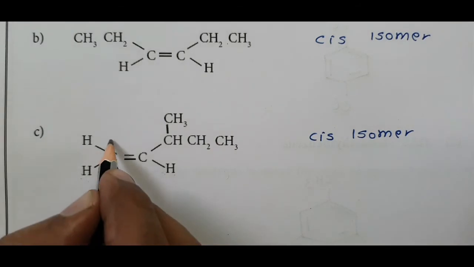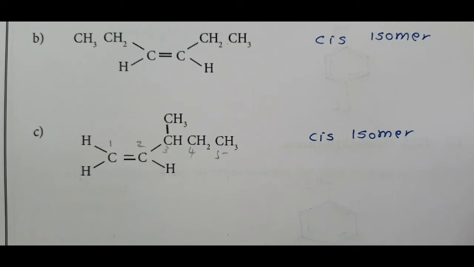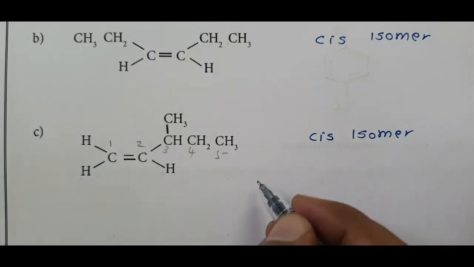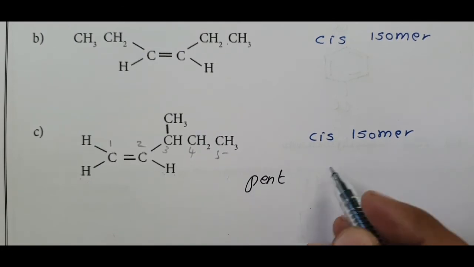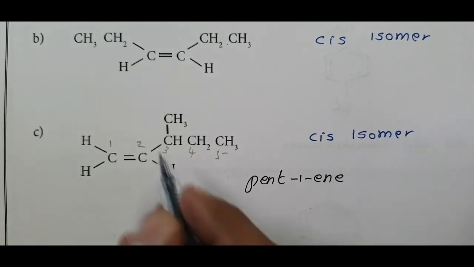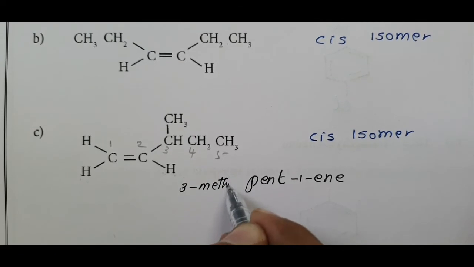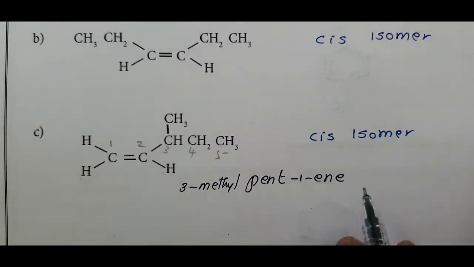What is the name of this compound? Number starting from this carbon: 1, 2, 3, 4, 5. In the third carbon we have one methyl, isn't it? Total number of carbon atoms in the main chain is 5. Therefore, the root word is pent. Carbon double bond, position of the double bond 1. In the third carbon we have one methyl. Therefore, 3-methylpent-1-ene.